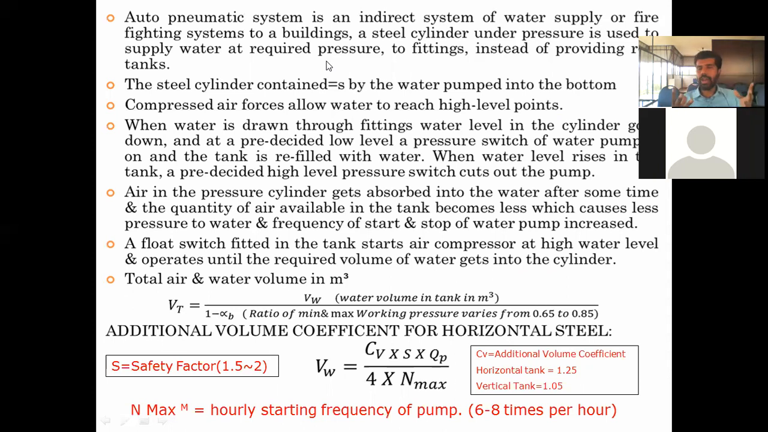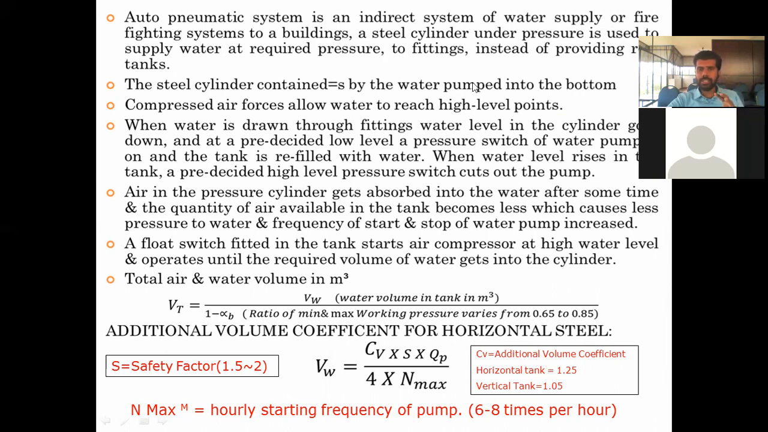So sometimes when a fire occurs, high velocity, high pressure water will be supplied to the particular building or particular space. So always in a firefighting system, the pipeline will be in a pressurized state only. So you can do an auto pneumatic system. Okay. So an auto pneumatic system is an indirect system of water supply or firefighting systems to a building.